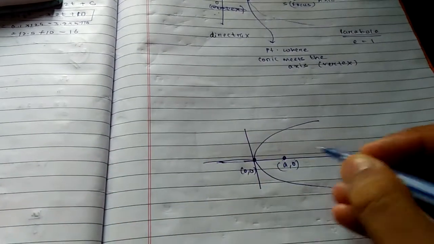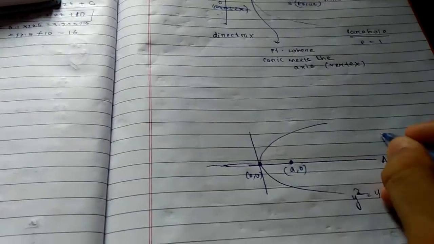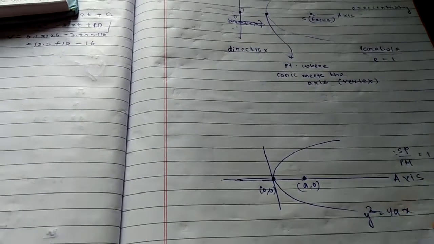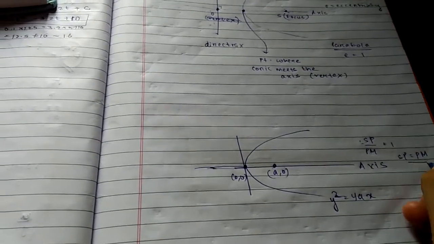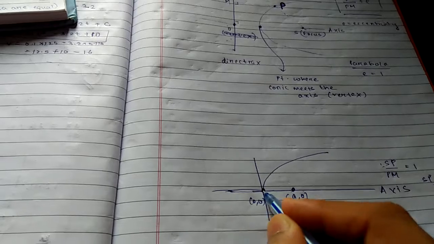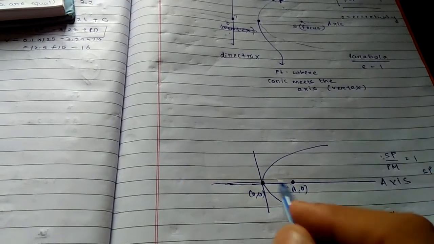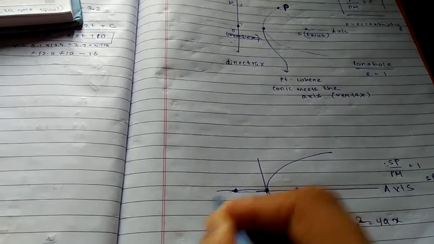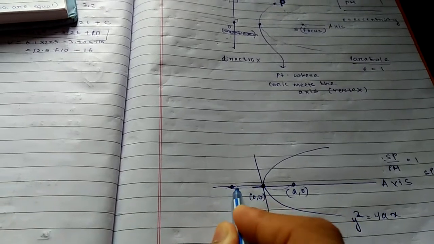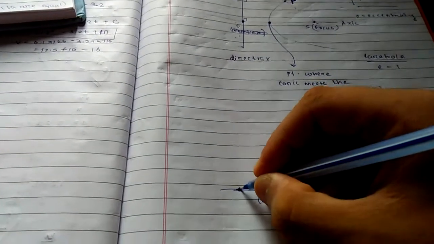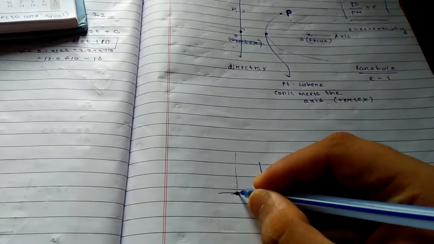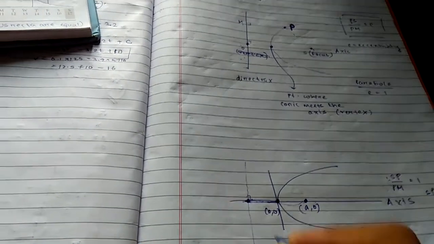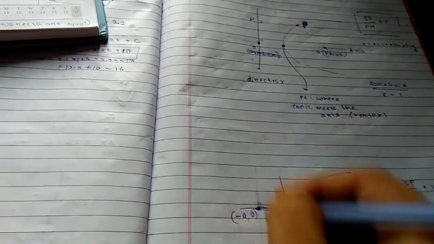The conic meets the axis this way, and in this case SP by PM is equal to 1, so SP equals PM. Consider this point, which is also on this parabola. So this distance would equal this distance. So here would be another point, and this is a perpendicular. You can draw a line here, extend it back, and you will get the directrix. And what's this point? Minus a comma 0. So this is the directrix.